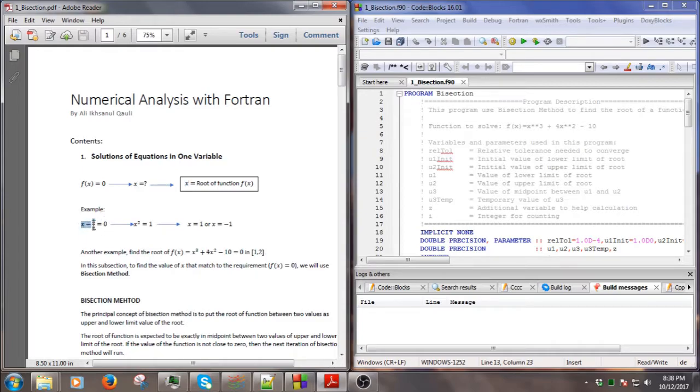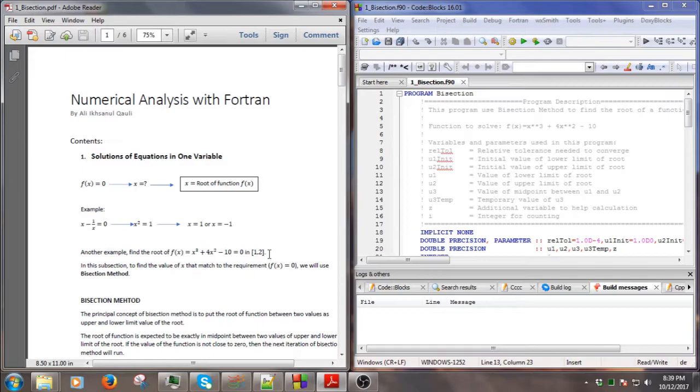As an example, if we have x minus 1 over x equals 0, in this case we have x squared equals 1, so x equals 1 or x equals minus 1. They both are roots of the function x minus 1 over x equals 0. Another example, to find the root of x to the power of 3 plus 4x squared minus 10 equals 0 in the boundary of 1 and 2 here.